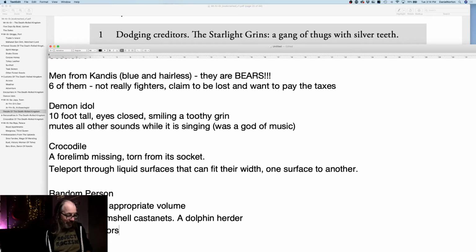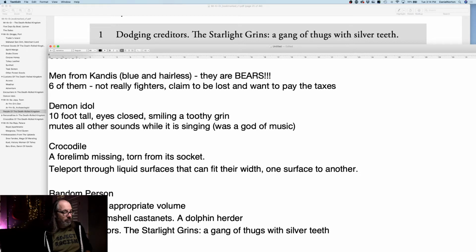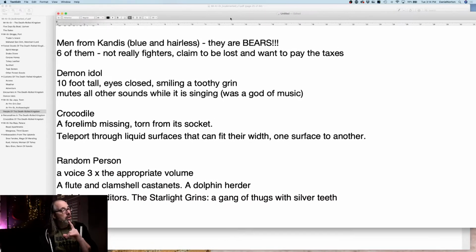Okay, I can't type because I'm laughing. Dodging creditors. It even has a name for them. The Starlight Grins. A gang of thugs with silver teeth.